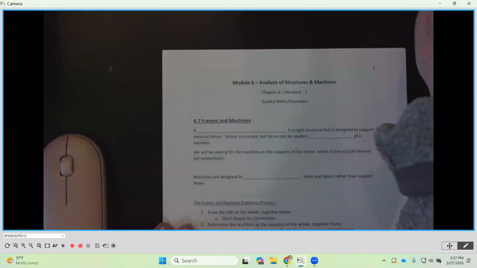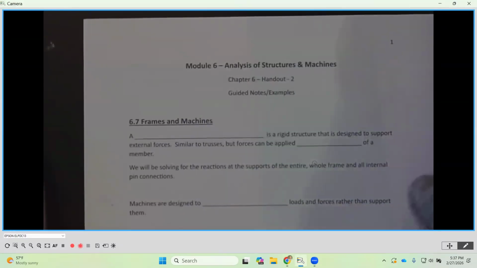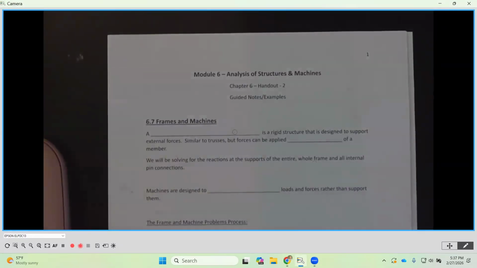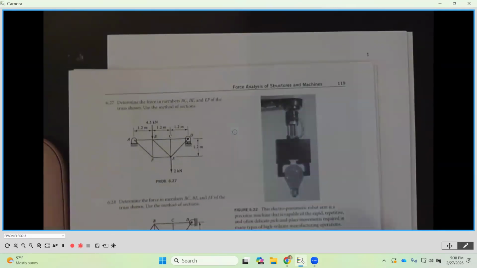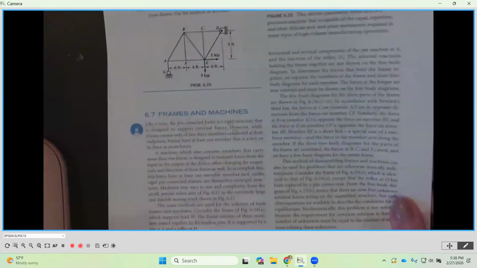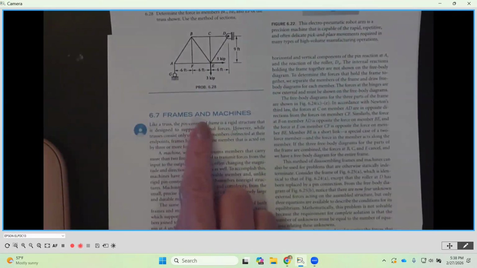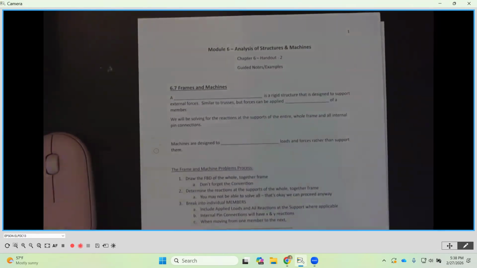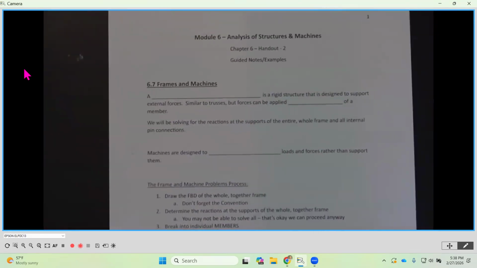I do have the handout for Chapter 6 printed off, but the section that we're going to be looking at in that Chapter 6 handout starts on page 119. And it's going to be the section talking about frames and machines. I always encourage you to read the sections, whether it's in the ebook or the handouts that I provide you. But I kind of hit the highlights with the information in the guided notes here that is most pertinent to what we're going to be working on.